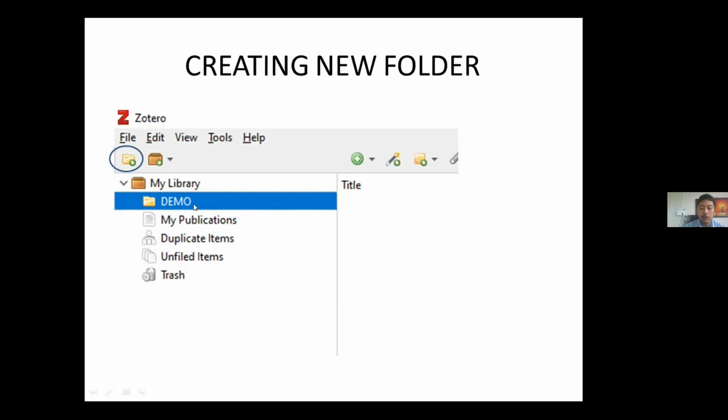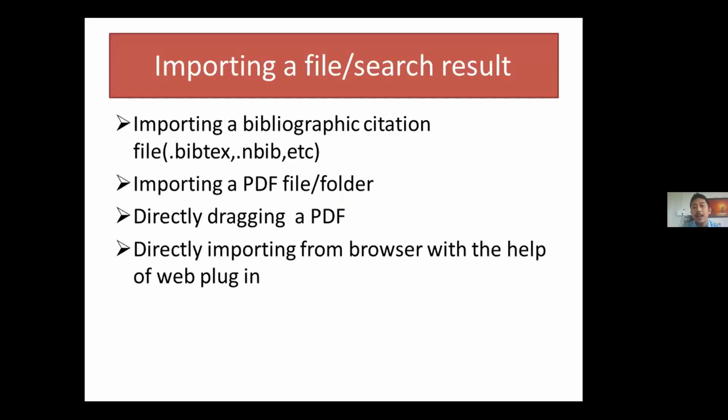So after creating the folder, we can import the file or search result in many ways. One of them is that you can directly import the bibliographic citation file. If you go to PubMed or any other database, after giving the keywords, you can create one bibliographic citation file, which may be a bibtex file or .nbib file, etc. There are many formats. So after creating that file, you can simply import it.